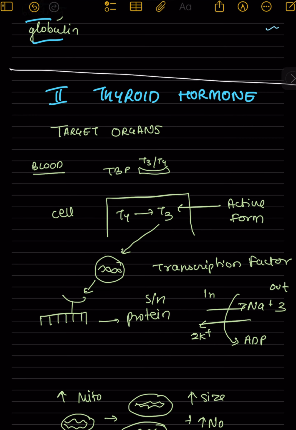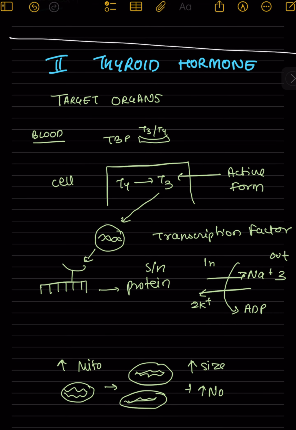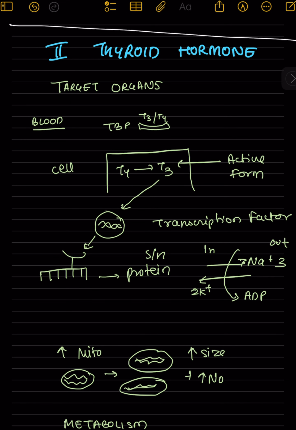Thyroid hormone reaches a target organ via binding to the thyroid binding globulin, prealbumin, or the albumin, as we have seen in the previous video. Now, the thyroid hormone binds with the thyroid binding protein, T3, T4, and reaches the cell through the blood. In the cell, it converts into T3, which is the active form of thyroid hormone.